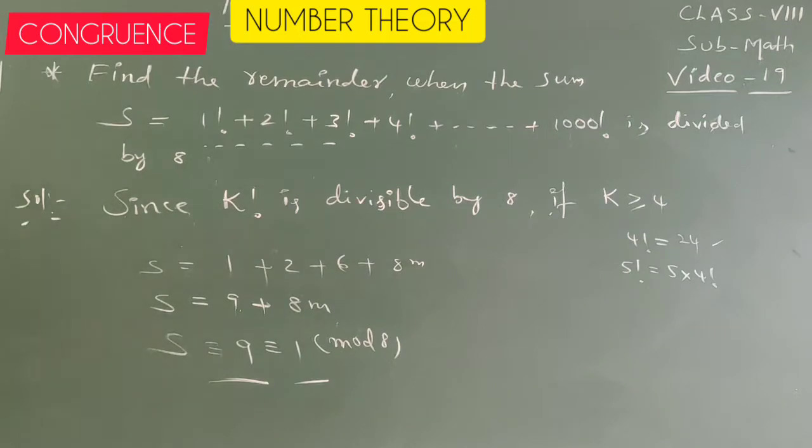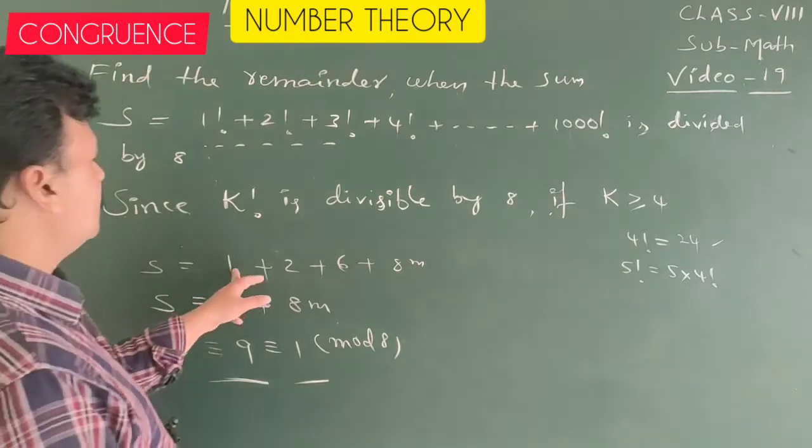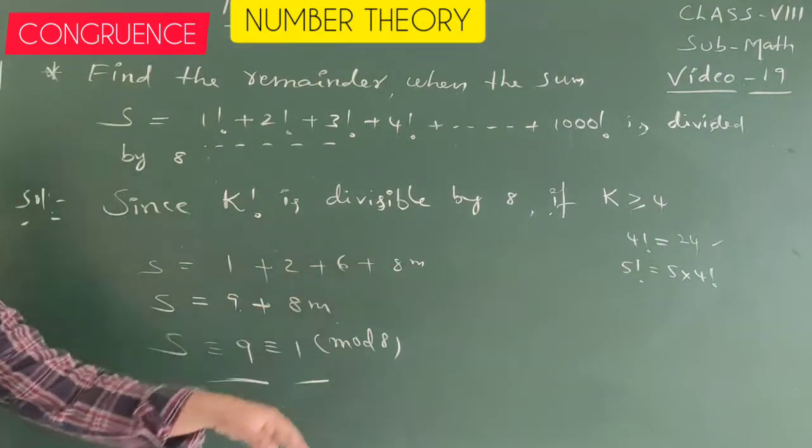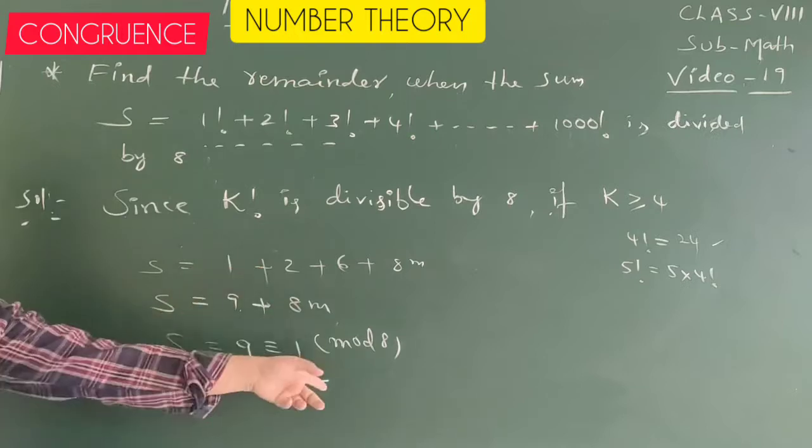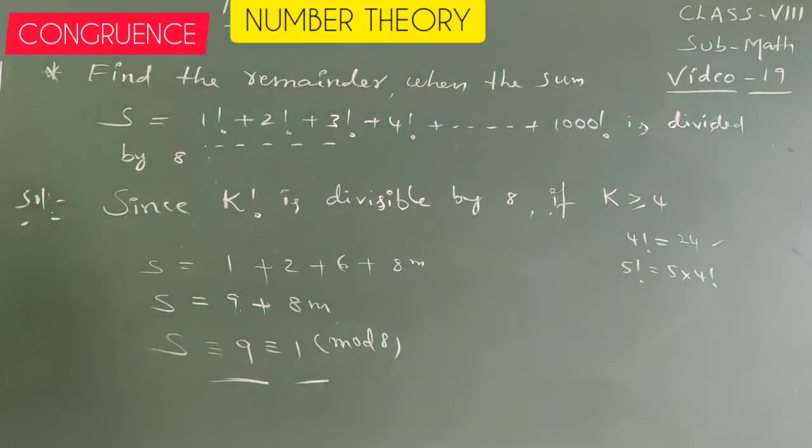The required remainder is 1 because in the given problem, from 4 factorial onwards, every term is divisible by 8. From the remaining terms we need to find the remainder. So we require the sum of 1 factorial, 2 factorial, and 3 factorial. 1 factorial is 1, 2 factorial is 2, 3 factorial is 6. The sum is 9. If 9 is divided by 8, the remainder is 1. So the required remainder is 1 only.